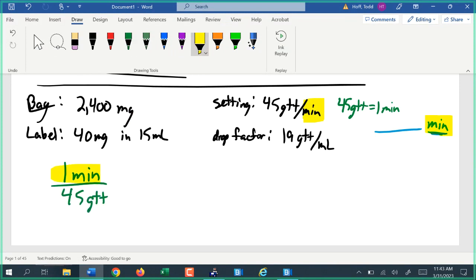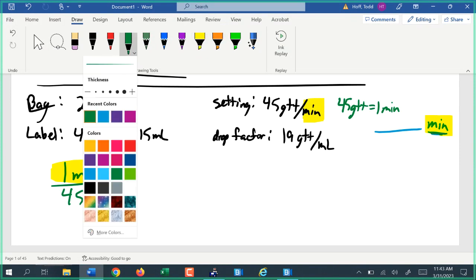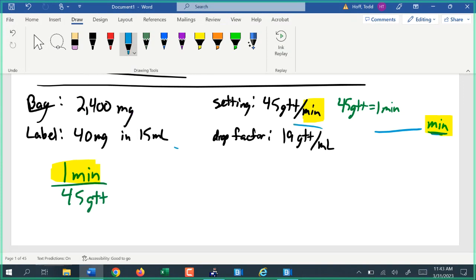This puts minutes on top, which is where we want it to be, because we want our final unit to be in minutes. And now it's just a matter of doing conversions to actually eliminate that bottom number. We get rid of any units in the bottom. Well, right now that is drops. The only other thing that we have here that has drops in it is the 19 drops per milliliter. So I'm going to put drops on top so that they cancel out. That'll be 19 drops per 1 milliliter. So the drops will cancel out.